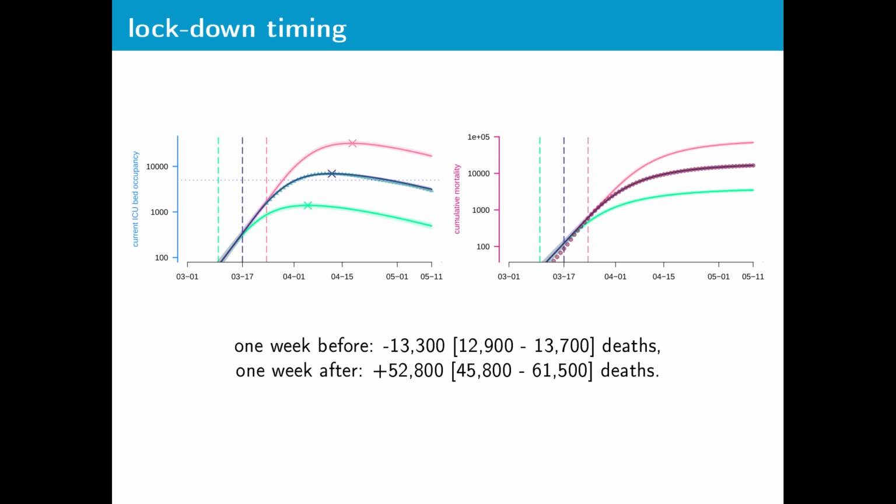We can therefore use this framework to, for example, assess the differences in terms of ICU bed occupancy and mortality, in cumulative mortality, depending on the date of lockdown. For example, we have simulated the course of the epidemic with a lockdown implemented 1 week before, and estimated that about 13,000 deaths could have been saved with such an earlier lockdown. Likewise, a later implementation, 1 week after, of the lockdown would have led to about 52,000 more deaths in hospitals.